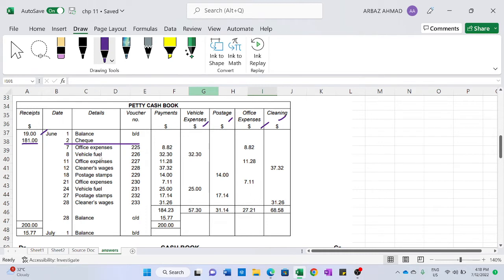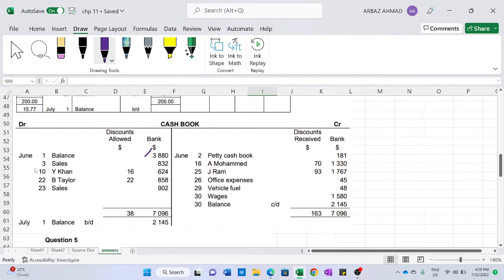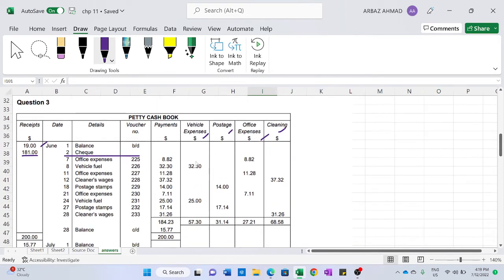And then the transactions go on. We have bank cash sales. Cash sales will not go in the petty cash book, it will go in my cash book. So it's here. All right, and then we have paid office expenses. Oh, I skipped one. Did I? No, I did not. On the 7th we have paid office expenses 8.82. So 8.82 will go here. Office expenses, I write here one time, and then I further classify it in the account.